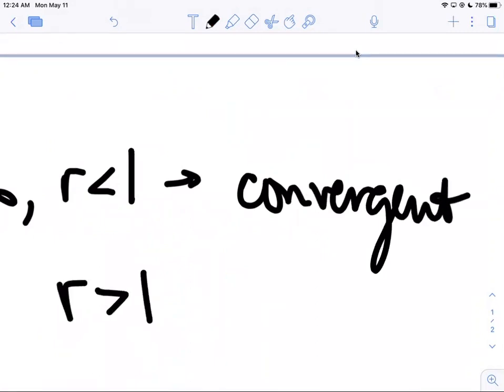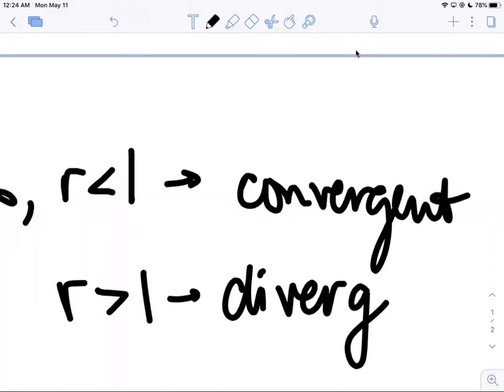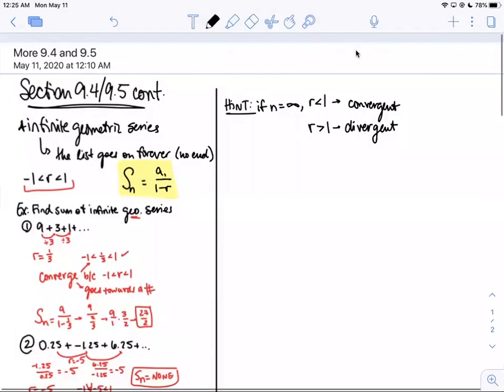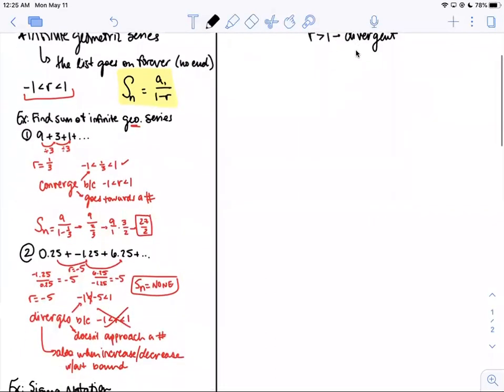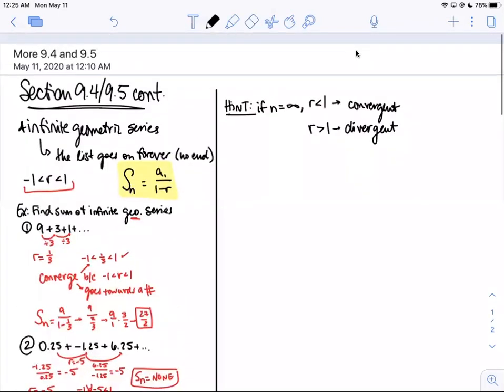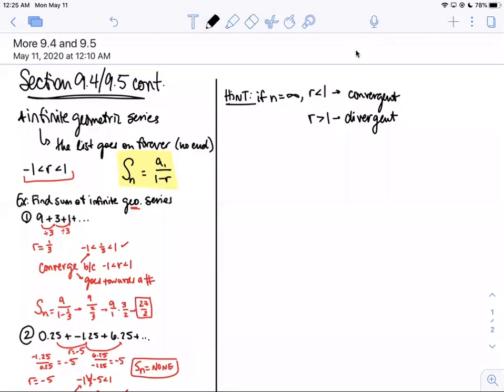If r is greater than 1, then it's divergent. And these are in terms of whether it is a fraction or not. So like we used -5 earlier, but the main part of it, that r part, is bigger than 1. So that's why that counts. If it's a fraction, then it's less than 1 and it converges.